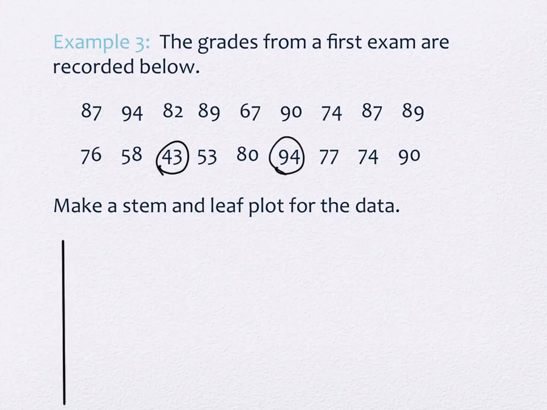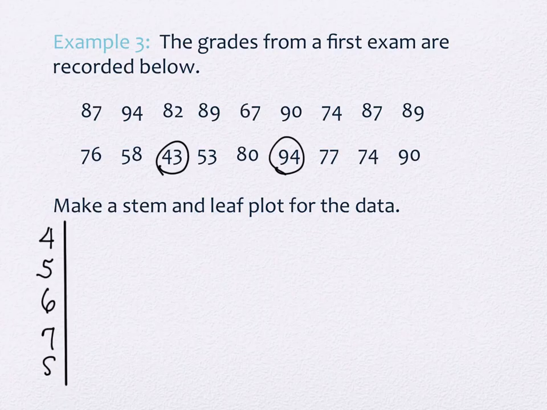Yep, 94, and there's a couple of them. Okay, so the stems are going to be on the left-hand side, and what they are is the tens digits from the grades, starting with the smallest. So 40-something is my lowest, so there's a 4, and then a 5, a 6, a 7. I've drawn them a little bit too large. An 8, and a 9.